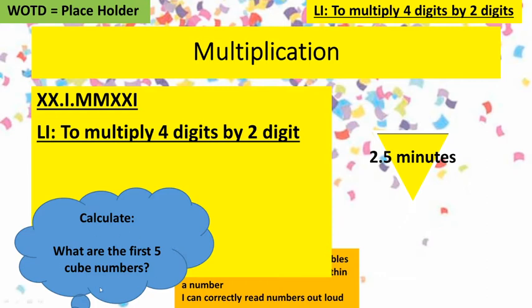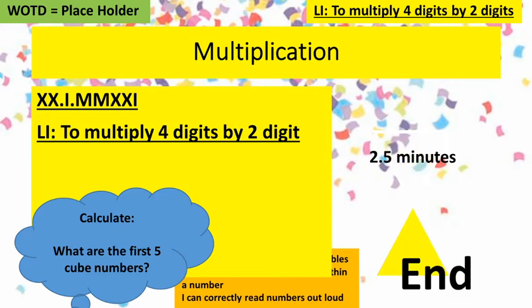So remember, cube numbers, you times a number by itself twice. So for example, the first cube number would be 1 times 1 times 1. The second cube number would be the answer of 2 times 2 times 2. So see if you can work those out. Pause the video, have a go at those. You might want to work out more than the first 5, that is up to you. And then we'll compare on the next slide.